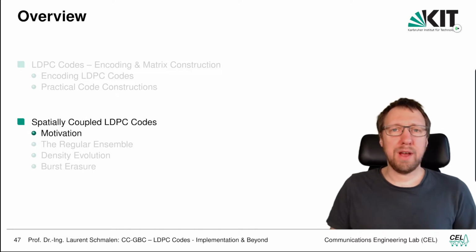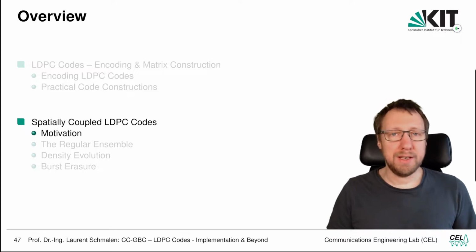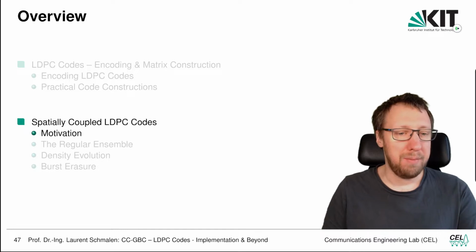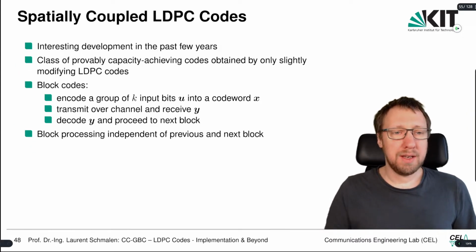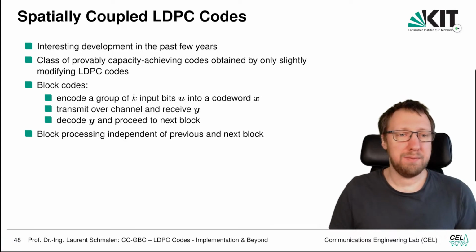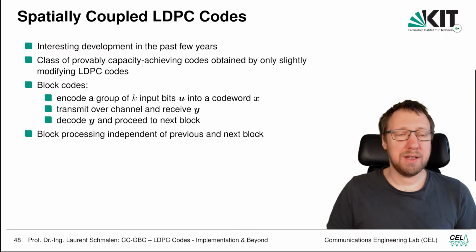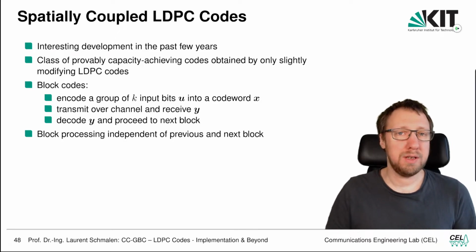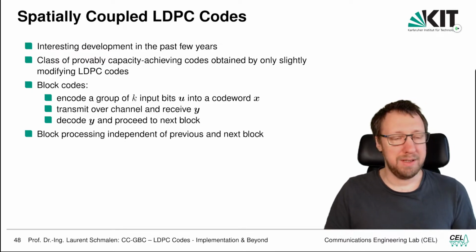So now we're going to look at a special development that became popular in the past couple of years, which is a variation of LDPC codes called spatially coupled LDPC codes. So what is the motivation behind spatially coupled LDPC codes? Spatially coupled LDPC codes are a class of provably capacity achieving codes that we obtain just by slightly modifying LDPC codes.